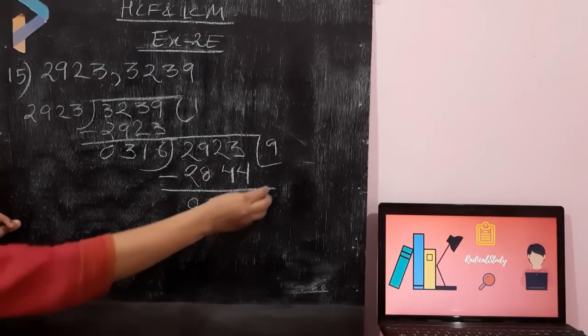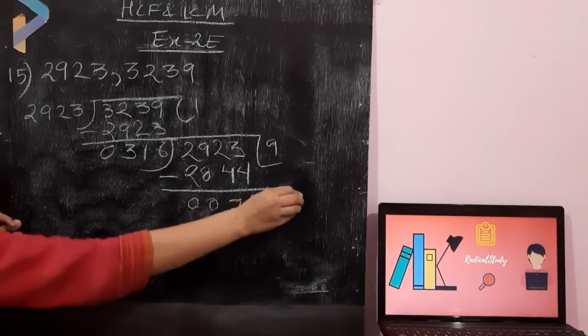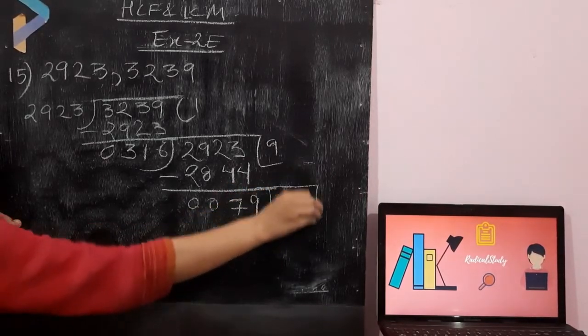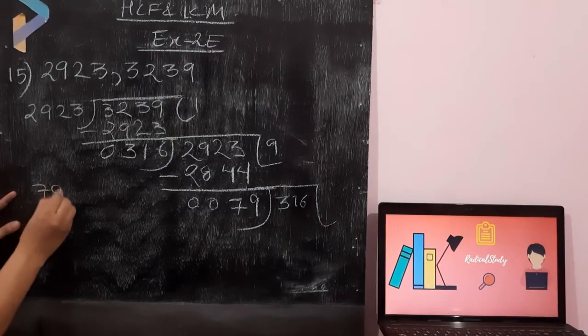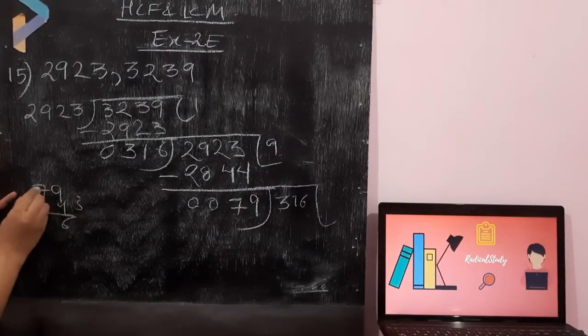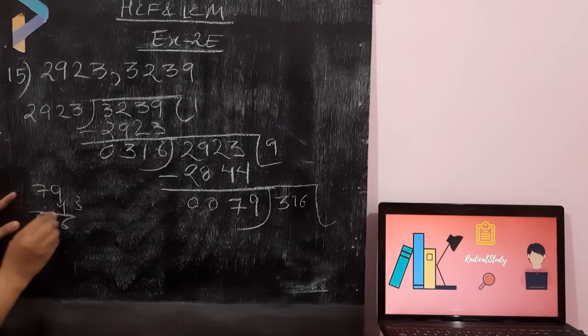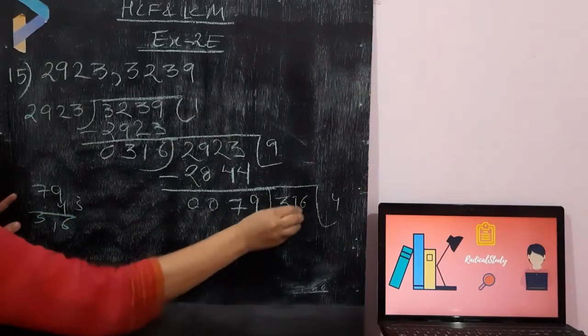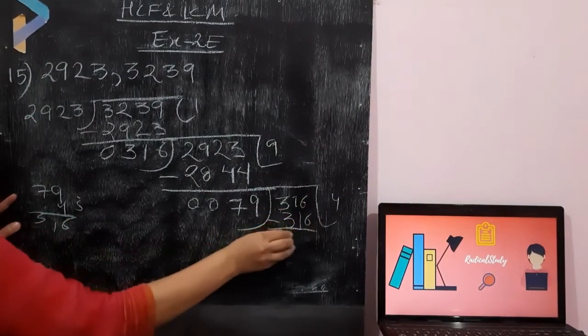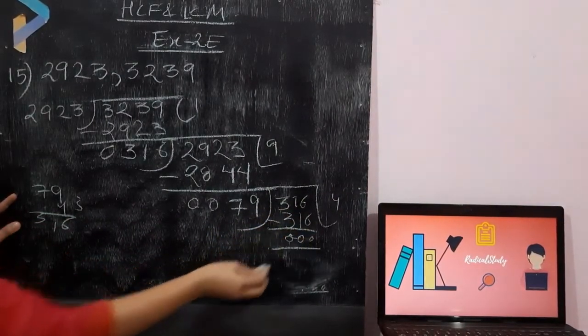Now 316 is going to be divided by 79, right students? Now 79 4s are 316: 4 9s are 36, 4 7s are 28, 28 plus 3 is 31, so 316. So 79 4s are 316. Now we have got 0 as the remainder. Right, students?